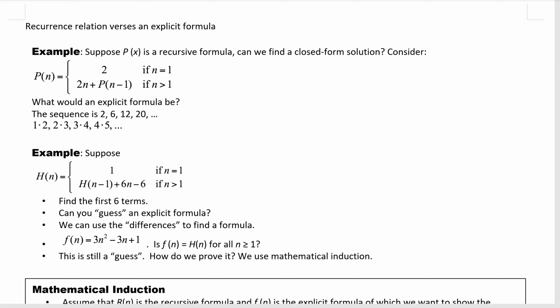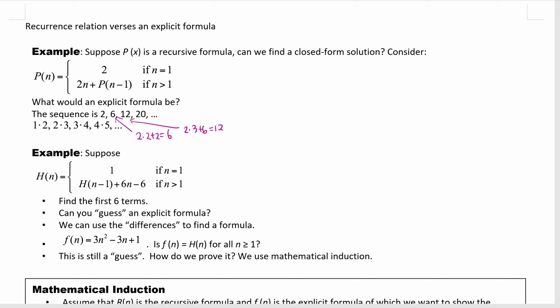Okay, so what is the sequence? The first term is 2, and then the second term we have 2 times 2 plus 2, which is 6. Next, we have 2 times 3 plus the previous number 6, we get 12. And then we continue, we get 20. So how do we get an explicit formula?